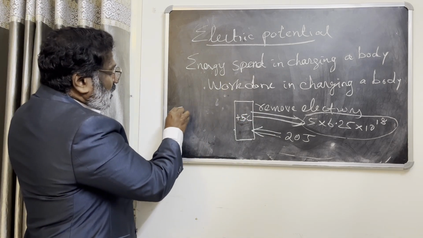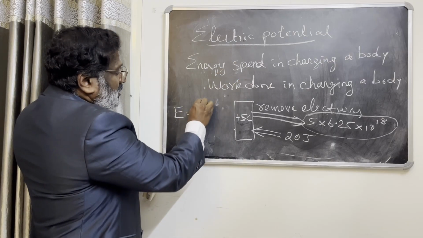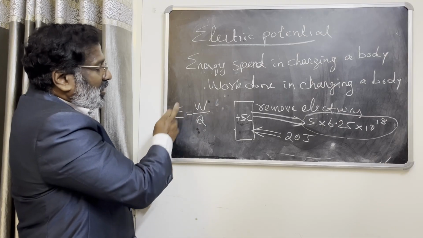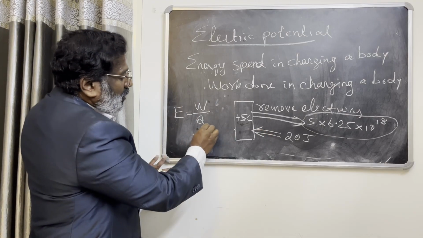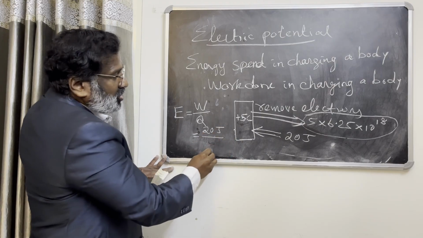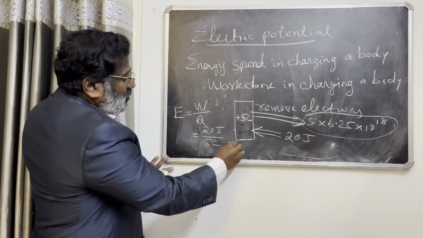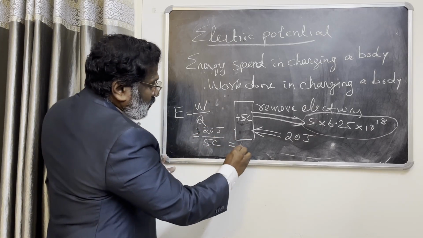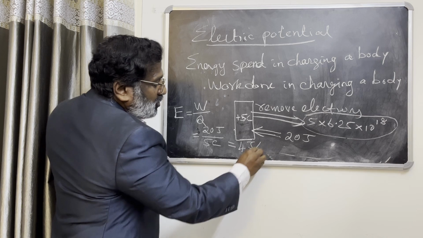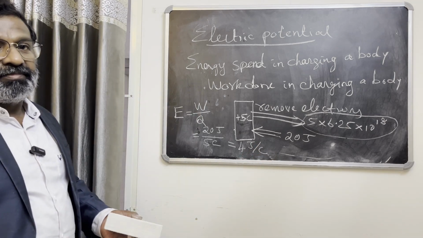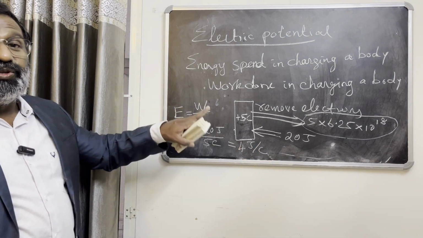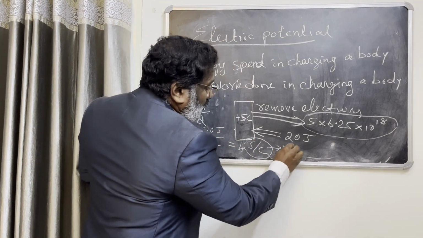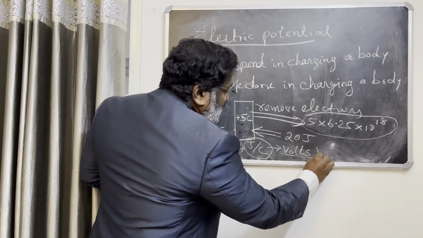That is the potential. So electric potential, V, equals work done in charging a body divided by charge, denoted by Q. What is the total work done? 20 joules. What is the charge? 5 coulomb. So what is the electric potential? 20 by 5, 4, with unit joules per coulomb. So what is the unit for electric potential? Joules per coulomb. There is another name for joules per coulomb, which is volts, denoted by capital V.